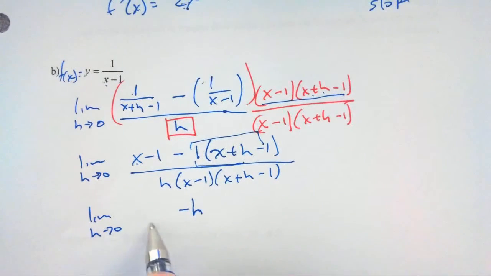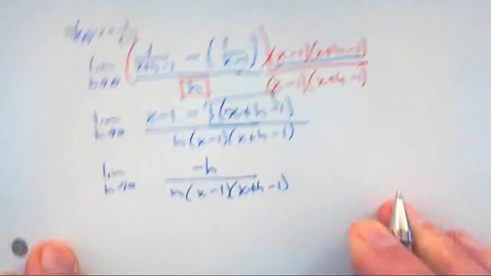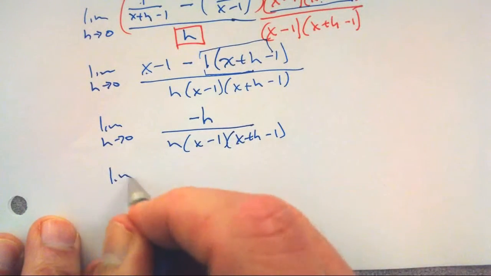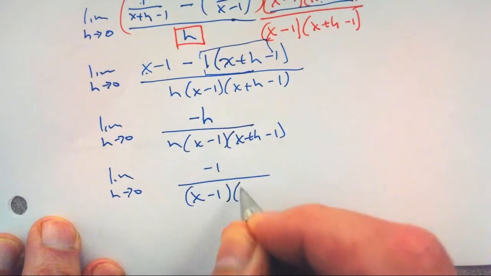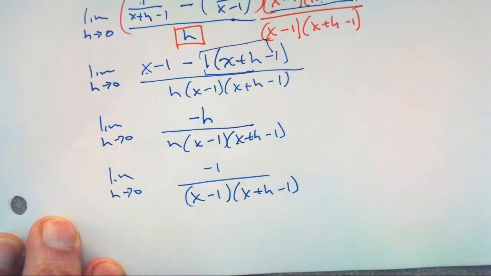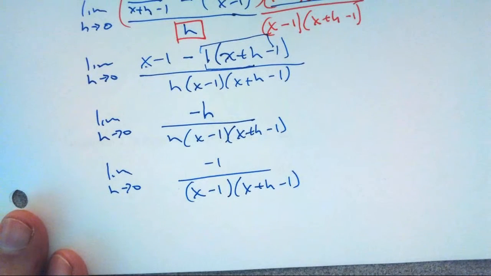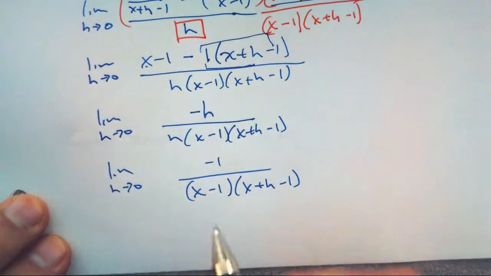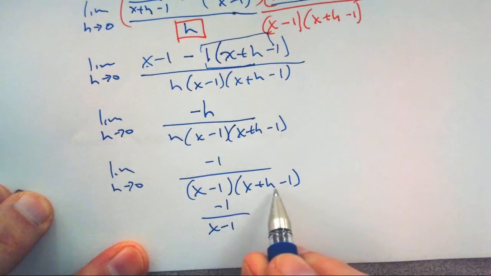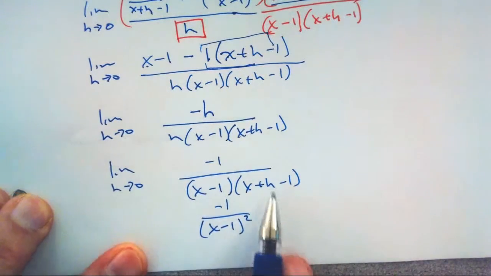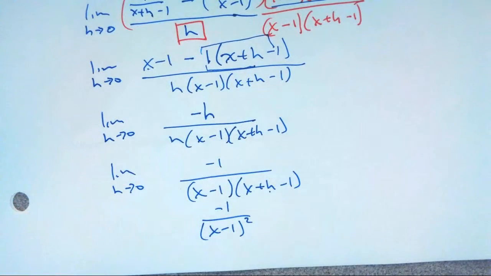Negative h on h times x minus 1 times x plus h minus 1. Or limit as h approaches 0 of negative 1 on x minus 1 times x plus h minus 1. And I've got rid of the big offender. So, direct substitution: negative 1 on x minus 1 times x minus 1, once h is 0, and I've got negative 1 on x minus 1 squared.